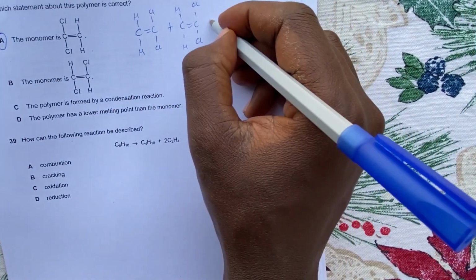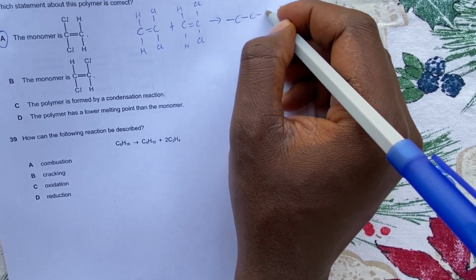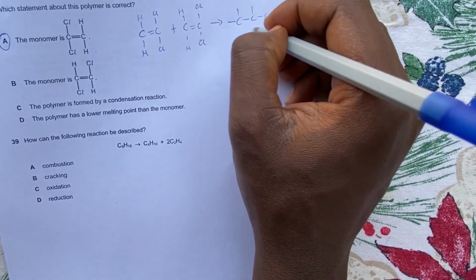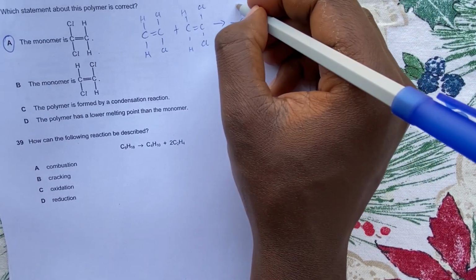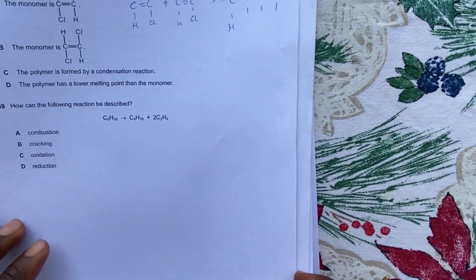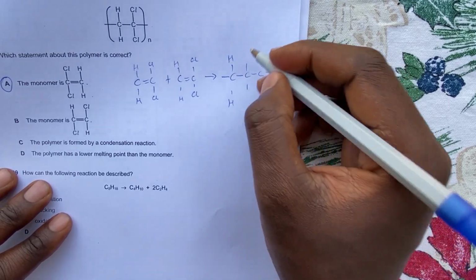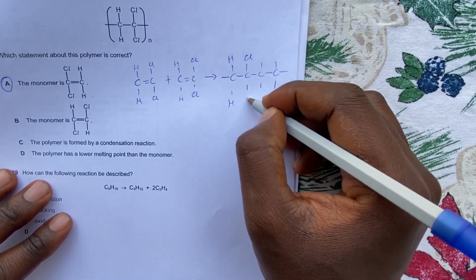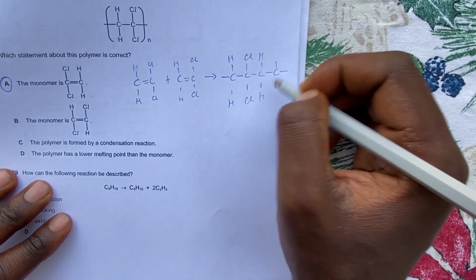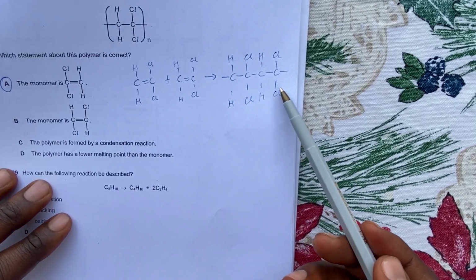So this one results in the formation. If you are just going to draw part of the polymer, it will look like this. So here the hydrogens and chlorines here. So these are the chlorines which are coming here. Then the hydrogen and the chlorines here. So this is part of the molecule.